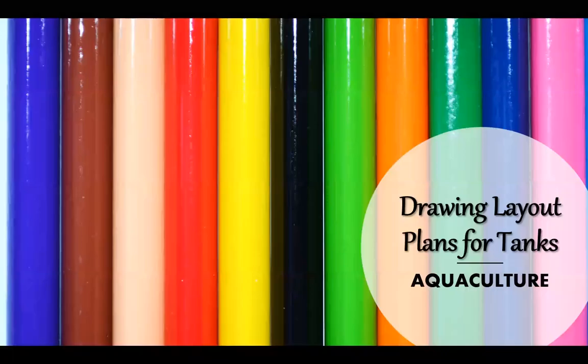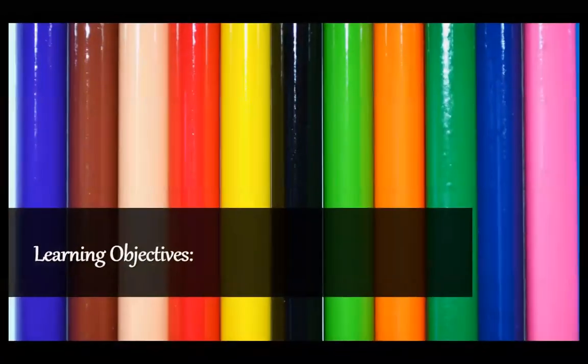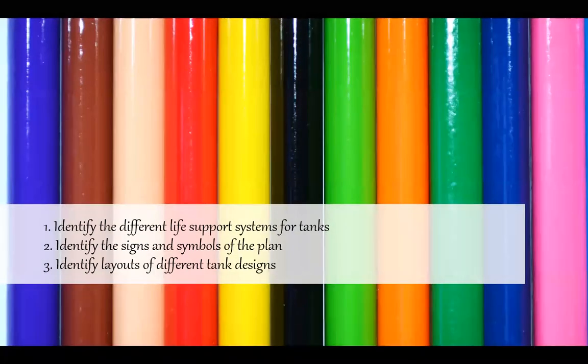Good day, everyone. So this is the continuation under the layout plans for ponds, tanks, pens, and cages. So we were going to talk about the continuation, which is drawing layout plans for tanks under the aquaculture subject. For the learning objectives of this topic, the first one, we can identify after the discussion the different life support systems for tanks. We can also identify the signs and symbols of plan and also identify layouts of different tank designs.